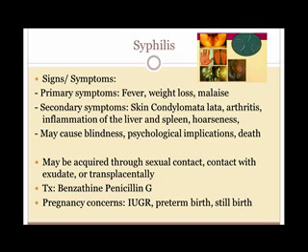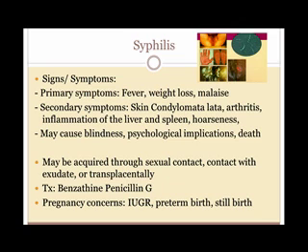These could include skin condylomata lata. These are plaque-like warts almost. Arthritis, inflammation of the liver and spleen, and hoarseness in the throat or chronic sore throat. Also, patients may have a rash on the palms of the hands or the feet that is typical of syphilis lesions. Syphilis can cause blindness, it can have psychological implications, and death if it's not treated.